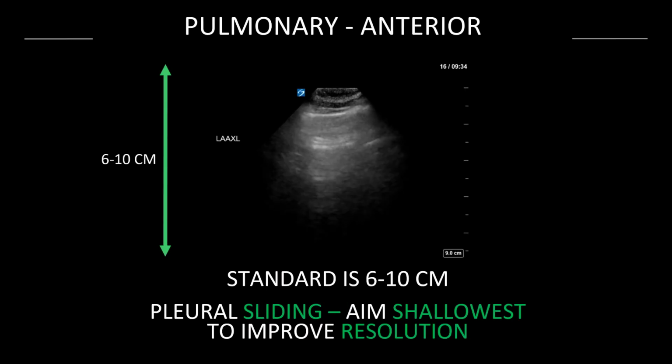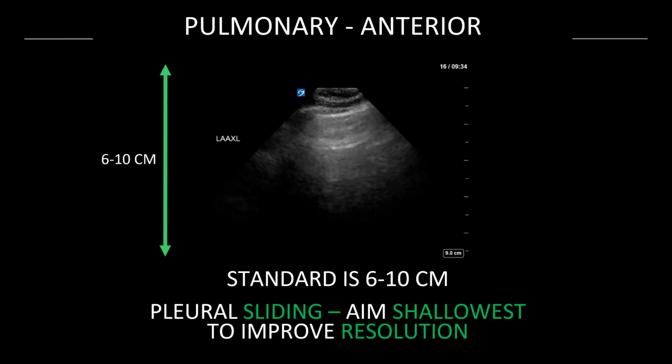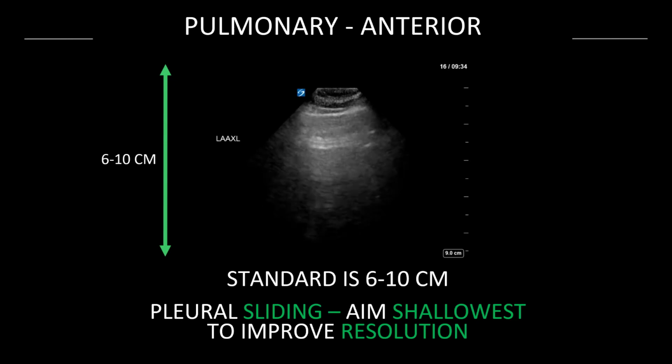In the anterior pulmonary view, the depth is generally 6 to 10 centimeters. However, in specific instances, when examining the pleural lining, decreasing the view to frame it can enhance temporal and spatial resolution significantly.